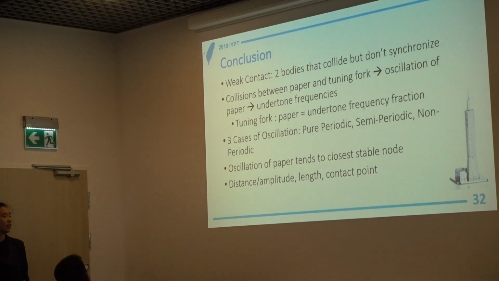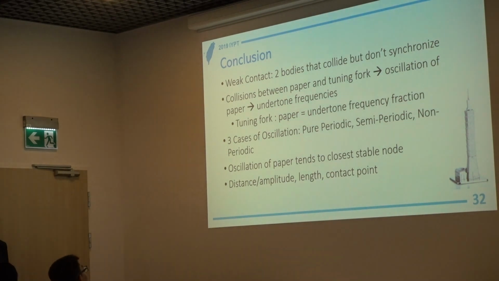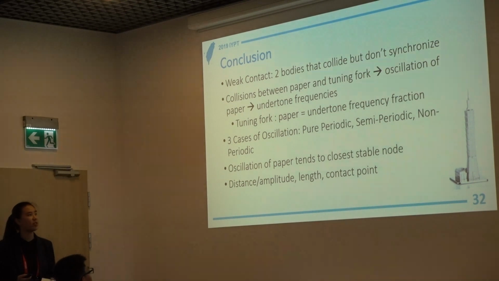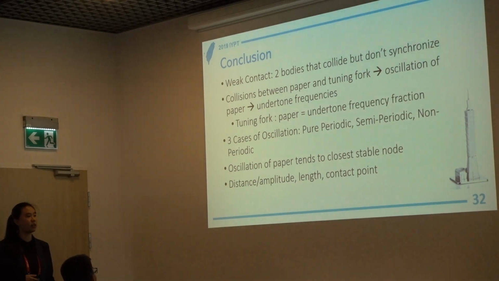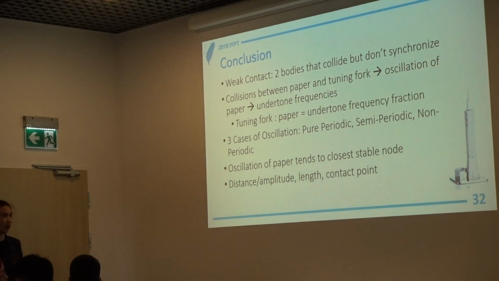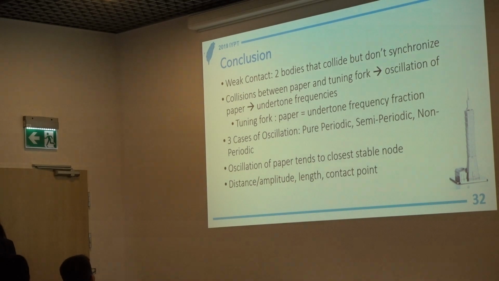We believe that recontact is where they collide but don't synchronize, and the reason that undertone frequencies are produced is due to the collisions and the oscillations of the paper pushing the surrounding air. However, we have 3 cases of oscillation: the pure periodic case, the semi-periodic case, and the non-periodic case. The oscillating paper will tend to the closest stable node, so we will see phase transitions between our graphs. The distance will be equal to the effective amplitude, and we tested for the length and contact chord.